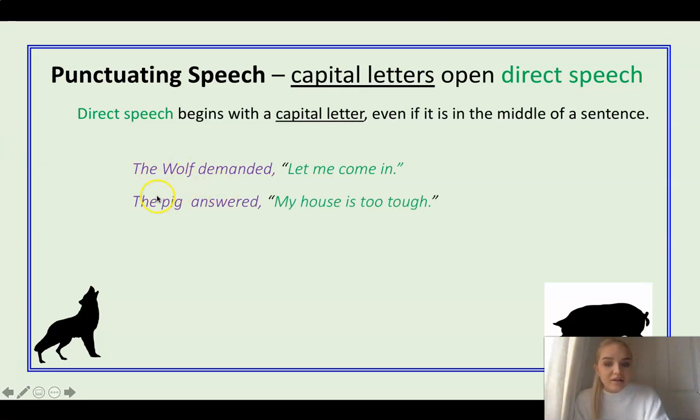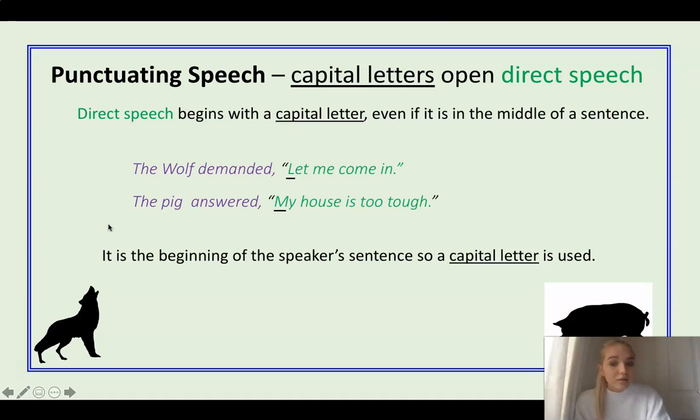And you can see another example here, this conversation that the wolf and the pig are having. The wolf demanded, capital L, let me come in. The pig answered, capital M, my house is too tough. Because it's the beginning of what the speaker is saying, and that's why a capital letter is used.